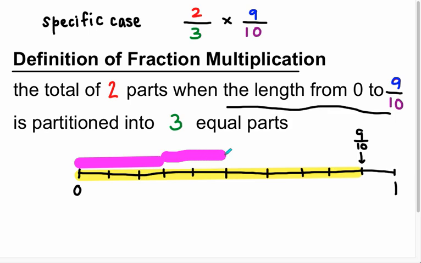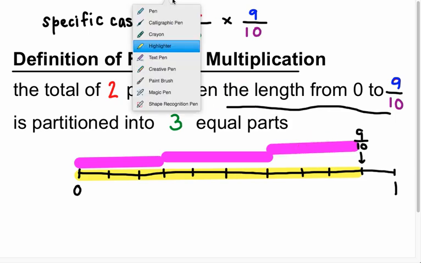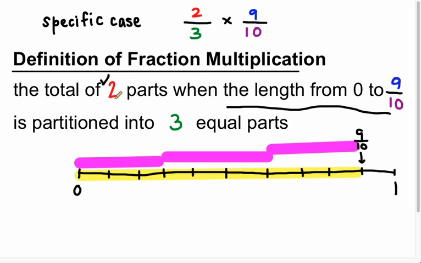1, 2, 3. That's another part. And then 1, 2, 3. That's another part. How many of these parts am I going to take? I'm going to take 2 of them. So the length from here to there is 2 parts. And this point right here on the number line is where 2/3 of 9/10 will be located.